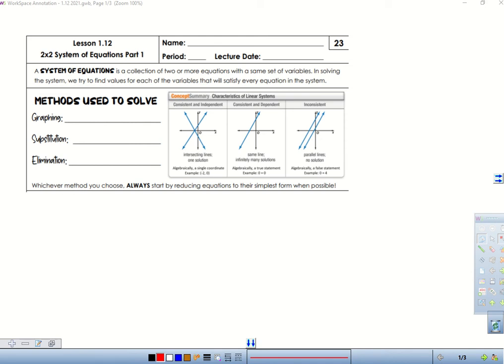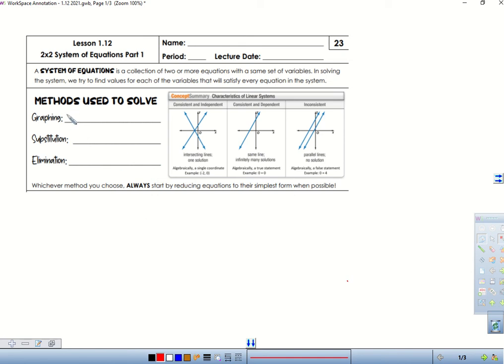A system of equations is a collection of two or more equations with the same set of variables. In solving the system, we try to find values for each of the variables that will satisfy every equation in the system. So today we're going to be talking about only 2x2 equations. There's several different methods we use to solve. Today we're going to be focusing mostly on graphing.